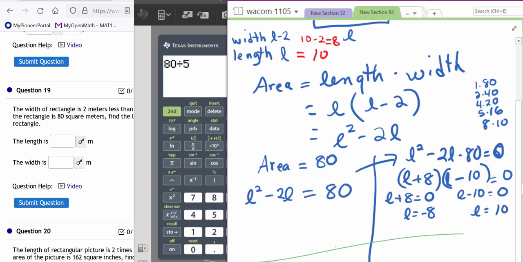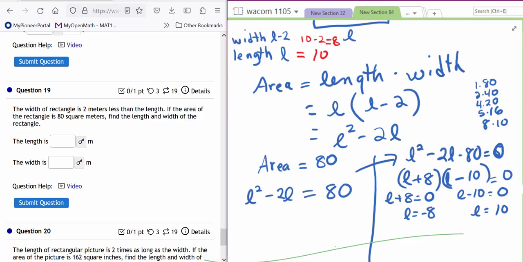Yes, we have to answer both of those. So my length is 10, and the width is 8. I threw the negative out because you're not going to have a negative length. I used the 10, but I had to substitute back to get the other one.